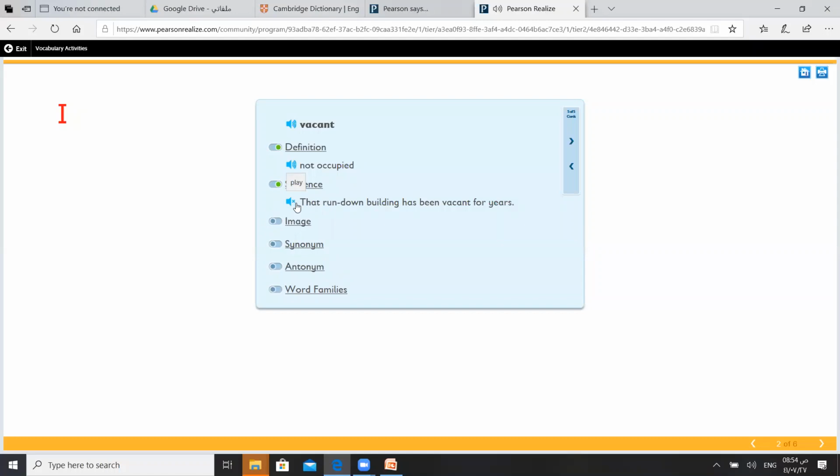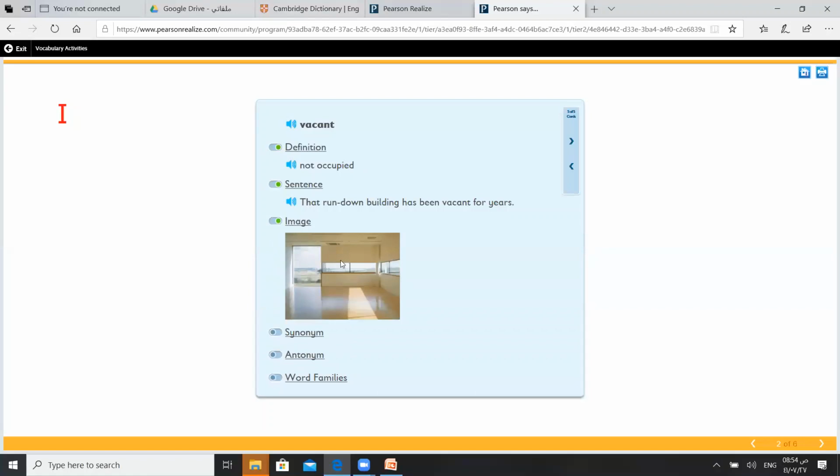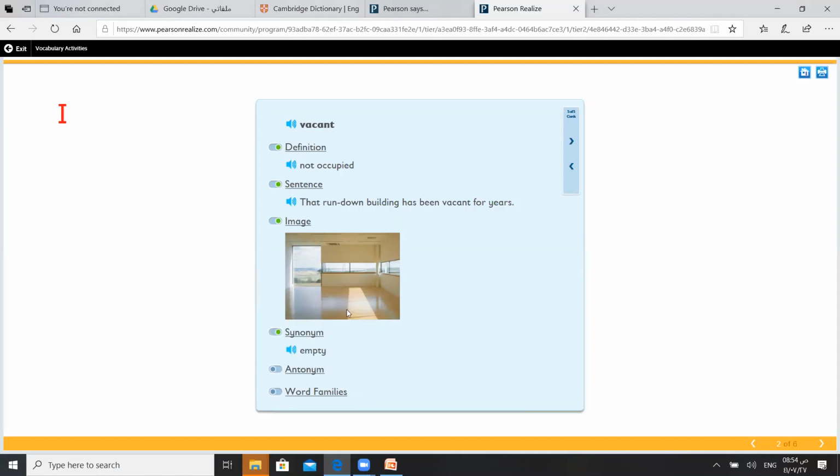That rundown building has been vacant for years. No one has been living there for years. Vacant, not occupied. I have no one living in this area, for example. So, not occupied, vacant, empty. Let's see the synonym: empty. Okay?